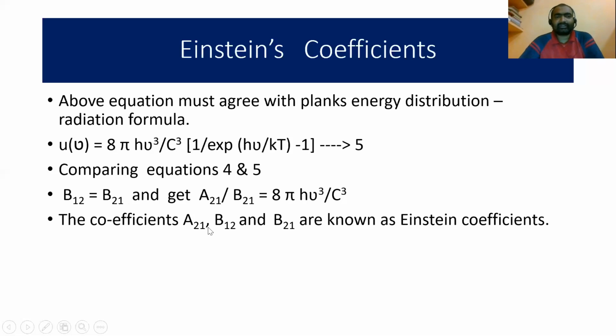So the coefficients A21, B12 and B21 are known as Einstein coefficients. And these are the relations between Einstein coefficients. One relation is B12 equal to B21 and another relation is A21 by B21 equal to 8 pi h nu cube by c cube.